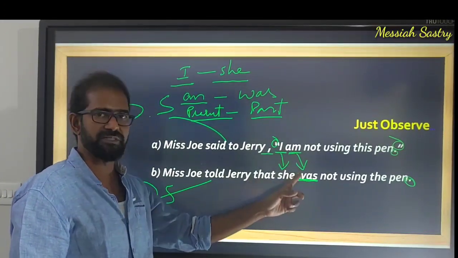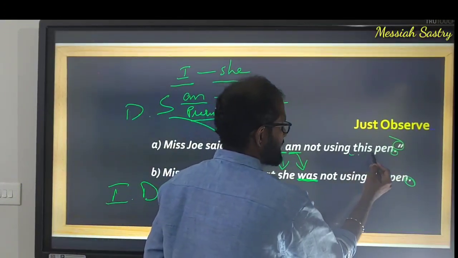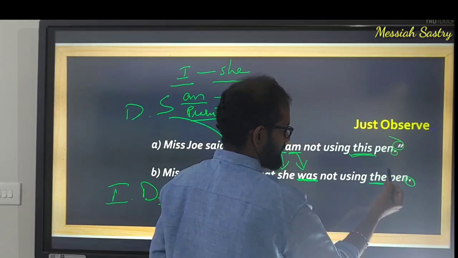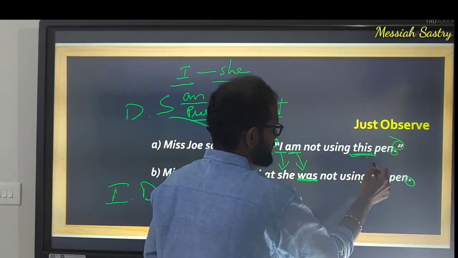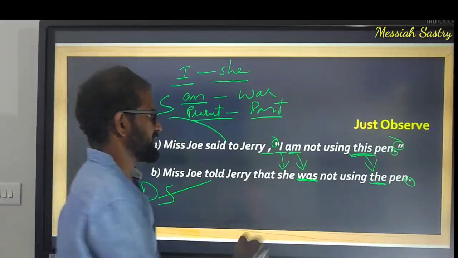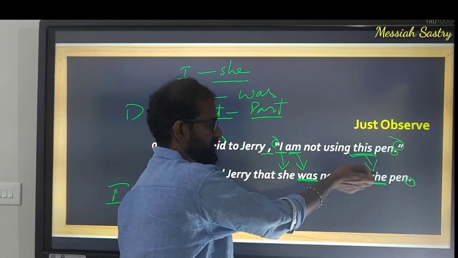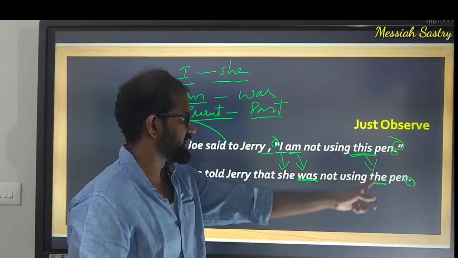Third, what do we observe? Change of tense. And look at another change here. "This" changed to "that." This is remoteness and nearness, a time or place change. It's called place change. "This" changes to "that."